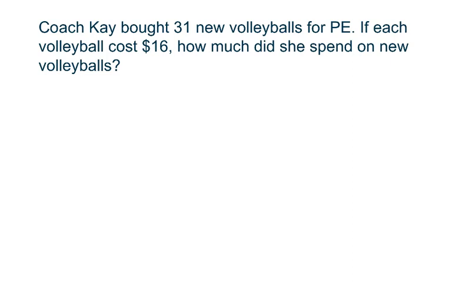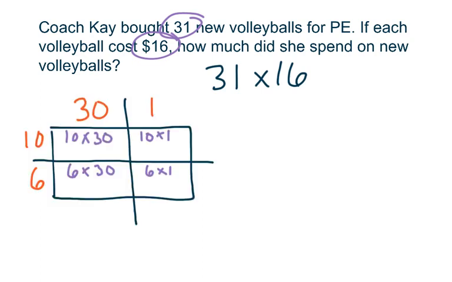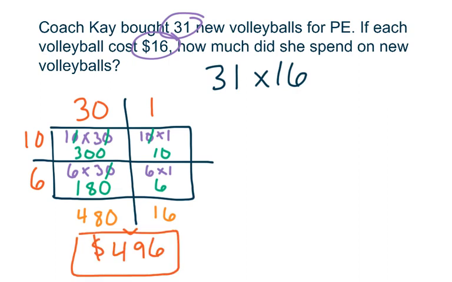For this problem, we would have a multiplication problem of 31 times 16 because she's buying 31 volleyballs and each one costs $16. And I want to know how much money she spent. I'm going to use the regrouping model and the area model to solve this problem. So I'm going to start with my area model. I'm going to multiply each of my pieces to find my partial products. And then I'm going to add all of my partial products together. Then I add 2 of my partial products, and then I'm going to add those 2 pieces together to find my final product. And I get a final product of 496.